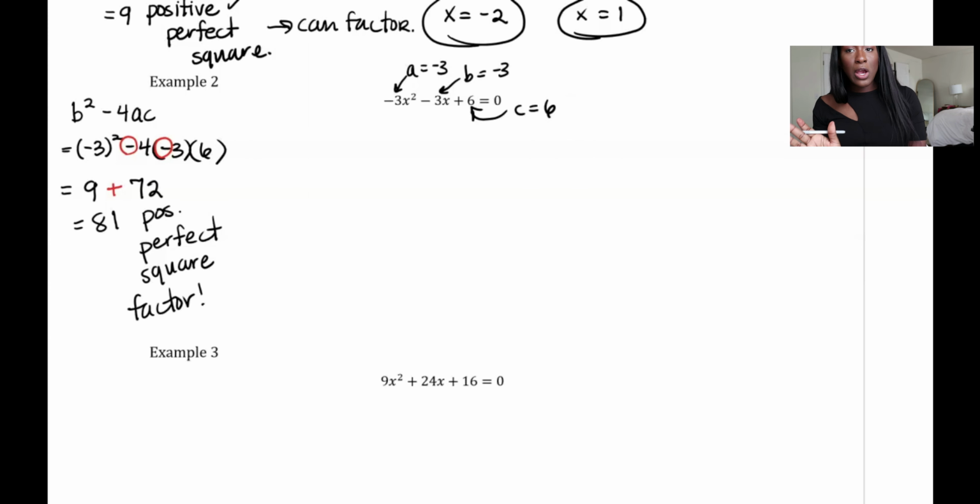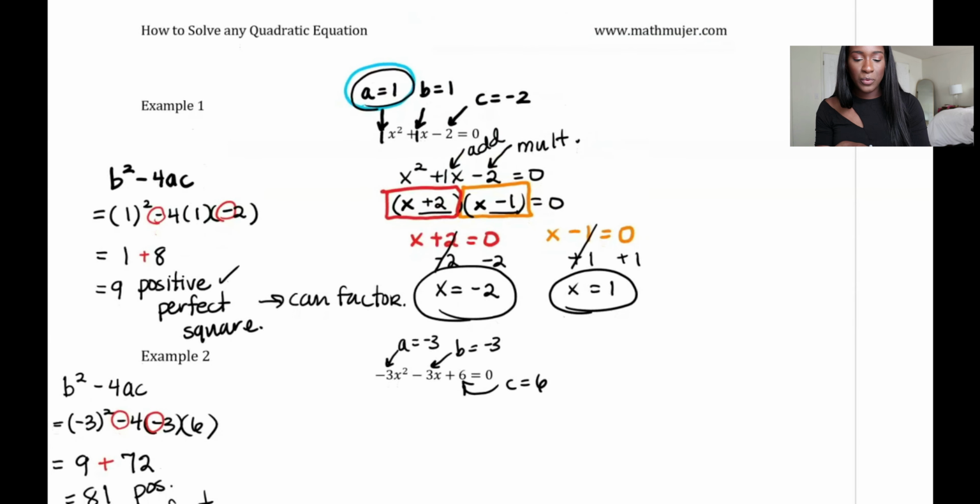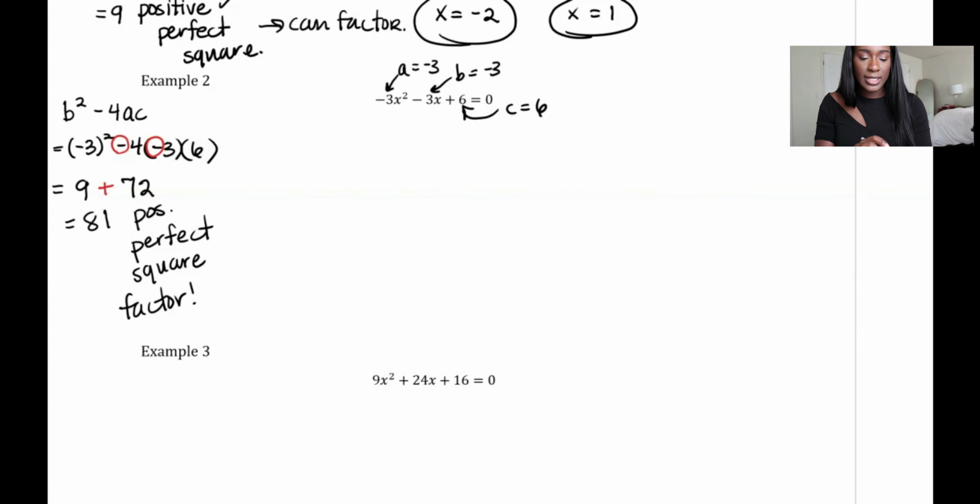Now, if you know anything about factoring, you know that it's a little bit trickier when a is not 1. A was 1 in example 1, which is why we were able to just find two numbers that multiplied to c and added up to b. A is not 1 in example 2, so it would not be sufficient for us to look for numbers that multiply to 6 and add up to -3. That would not work here. But instead, if you notice, all three of the coefficients have something in common. They all have a -3 in common. So I'm going to factor a -3 out from that quadratic.